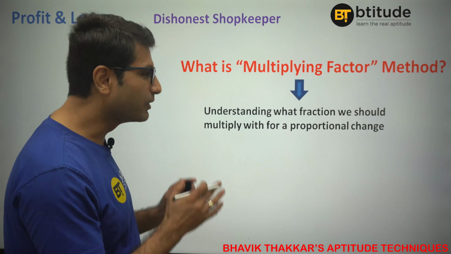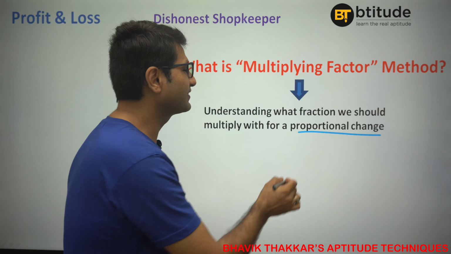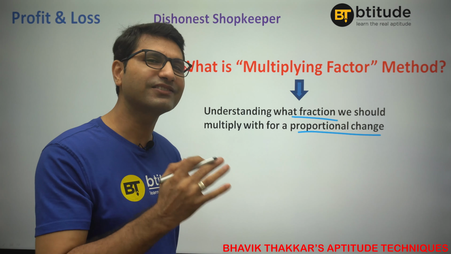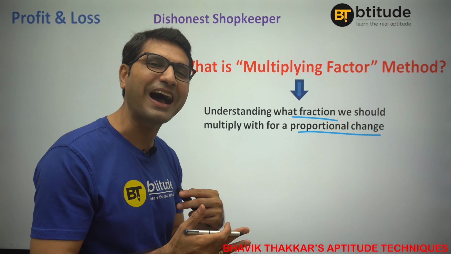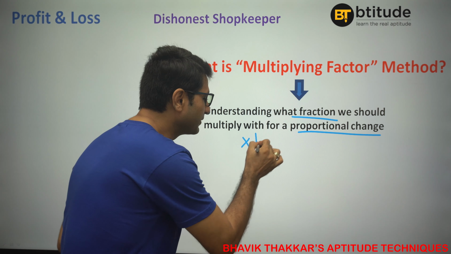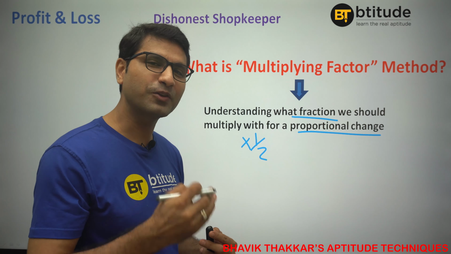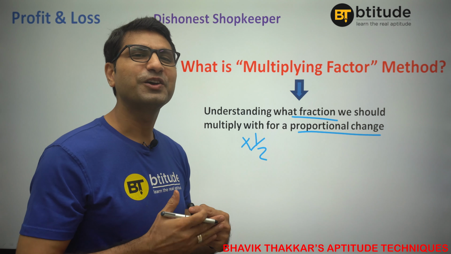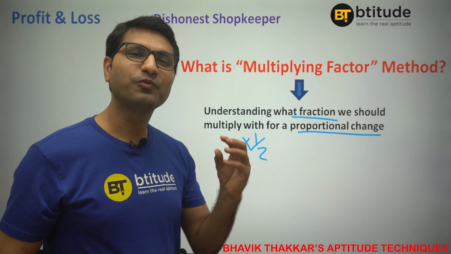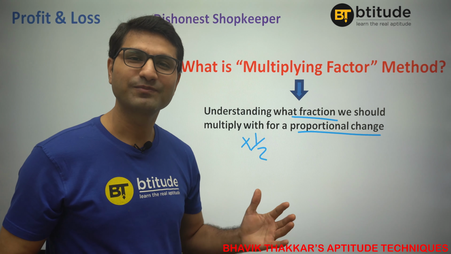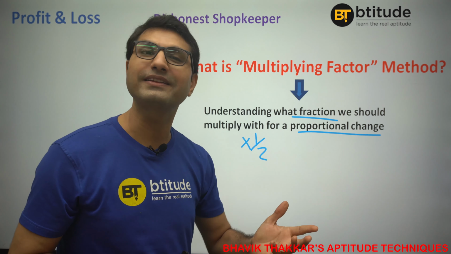So let's understand. Multiplying factor method is nothing but, whenever there is a proportional change, with what fraction we will multiply our number. If we can understand that, that is all it is about. For example, if I say my value is getting halved, you know it is nothing but multiplying by 1/2, right? That's what you do. You multiply your number with 1/2. That means your number is getting to half. If I say your number is increasing by 1/3, with what fraction should you multiply it? Are you getting this? If your number is increasing by 1/3, that means it is becoming 4/3.